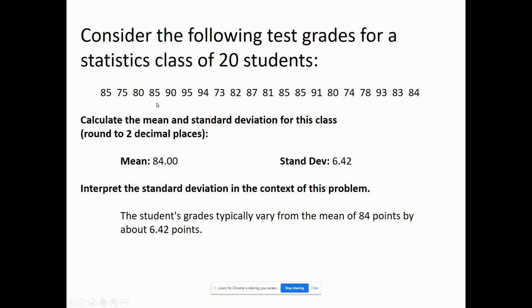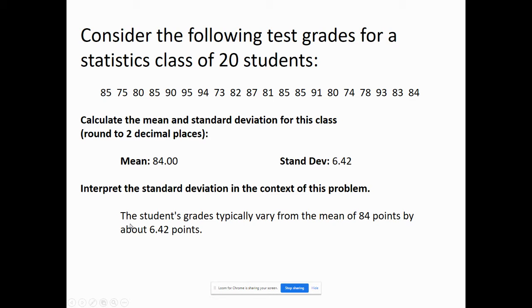Okay, so after you get that data into your calculator, run your one variable statistics, you should get the mean to be 84 and the standard deviation to be 6.42. Interpreting the standard deviation is a pretty common free response question. The wording you should use for this question should look something similar to this. The student's grades typically vary from the mean of 84 points by about 6.42 points.